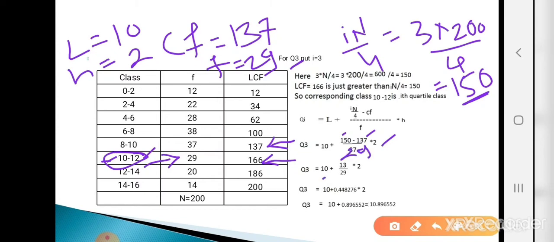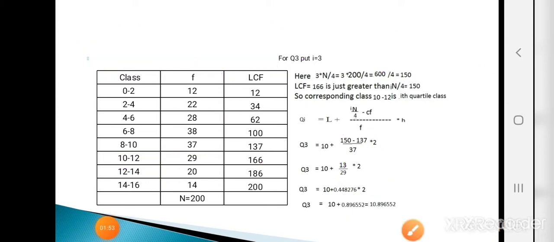Okay, now 10 plus, 150 minus 137, that is 13, divided by 29 as it is, multiplied by 2. Then 13 divided by 29, that is 0.448276, multiply by 2, that is 0.896552, plus 10, that is 10.896552. This is the value of the third quartile. Okay, so this is the method for finding the quartiles in the continuous case.